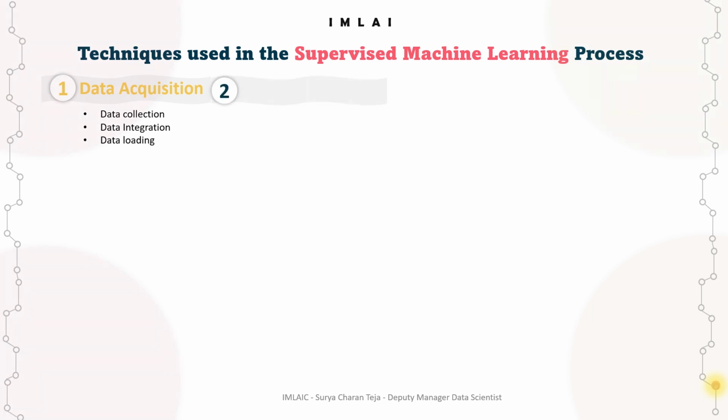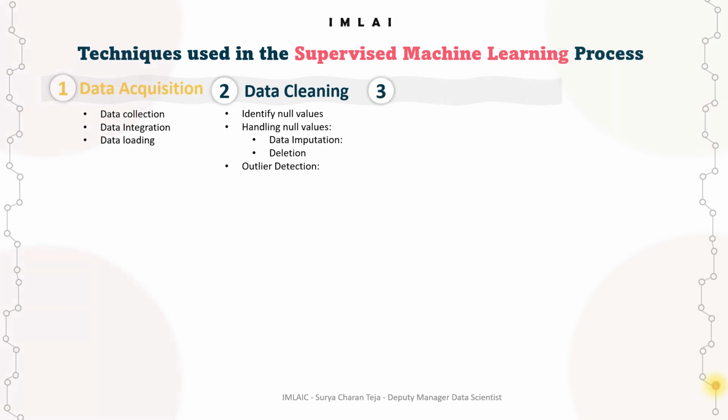Then we have data cleaning. Data cleaning is nothing but cleaning the acquired data by handling missing values, outliers, and inconsistencies, and that's what we'll be doing. Identify the null values, handle null values, then outlier detection. Data imputation techniques, deletion techniques, everything in detail.